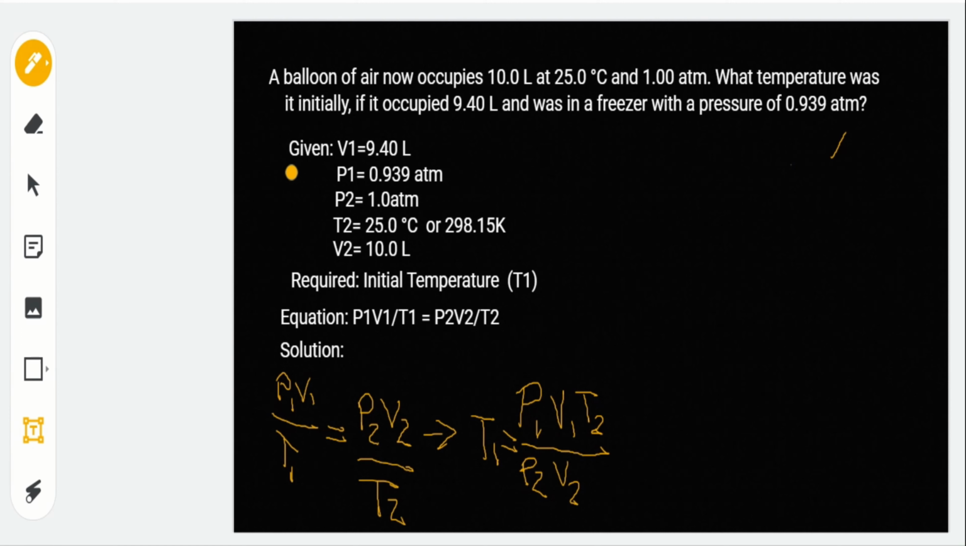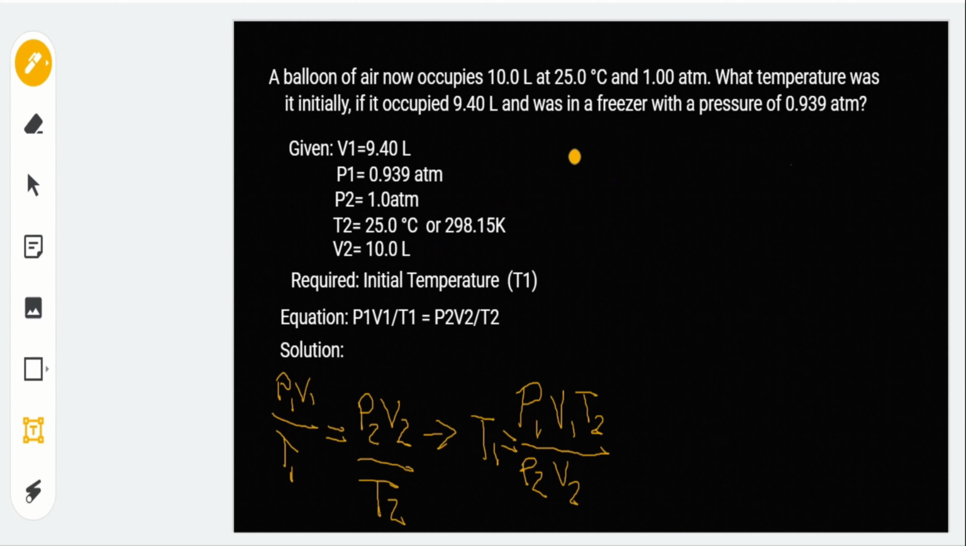So, before you substitute the given, check the units first if they are the same. The unit of our pressure is atmosphere. For our volume, both are in liters. And of course, our temperature is in Kelvin.